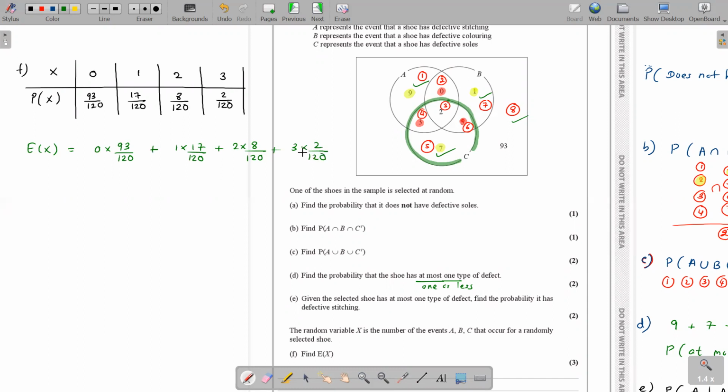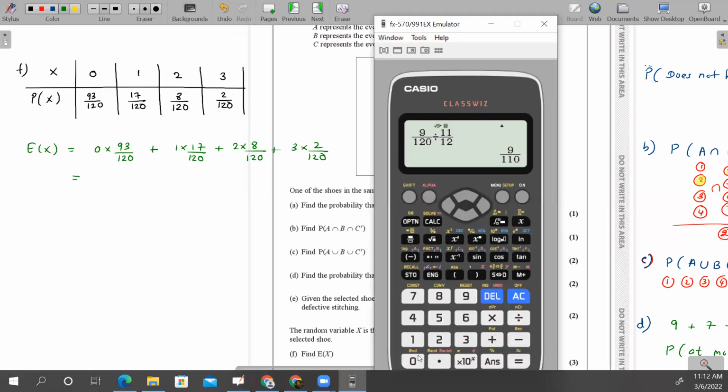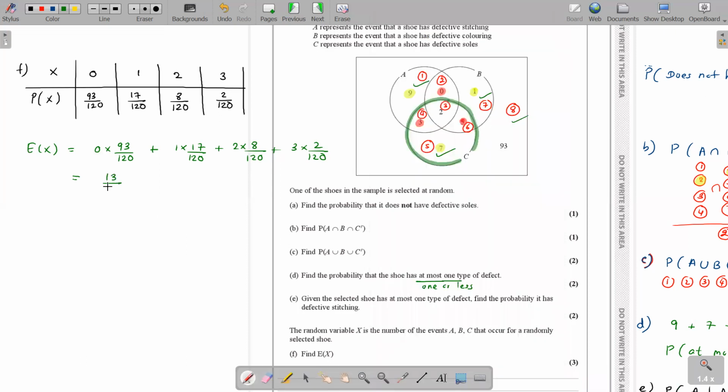Are you okay with this? So what do we have here? Can you all simplify? How much is the answer? Type everything in the calc. 0 into 93 over 120 is just a 0. 1 into 17 over 120, plus 2 times 8 over 120, plus 3 times 2 over 120. How much do we get? 13 over 40. Is that okay? Do you get the answer 13 over 40? Yes.